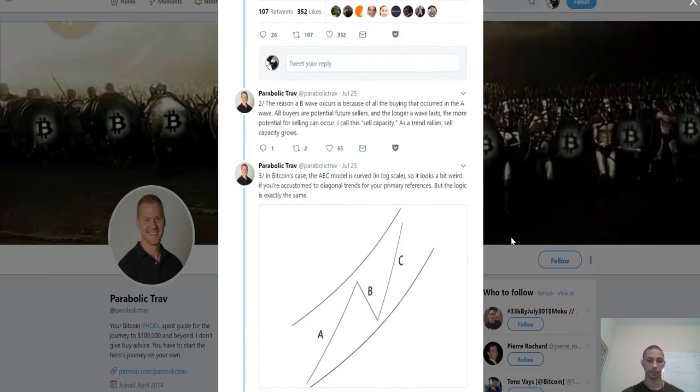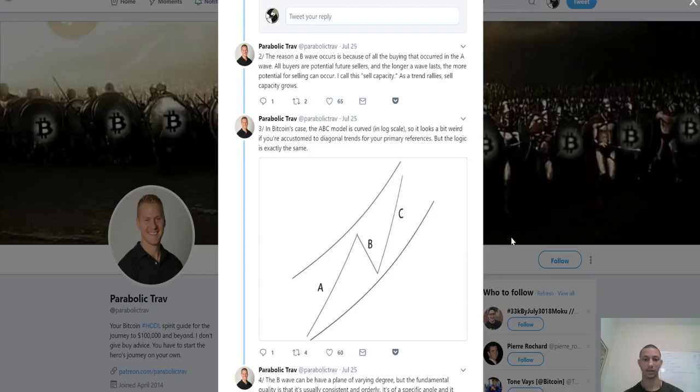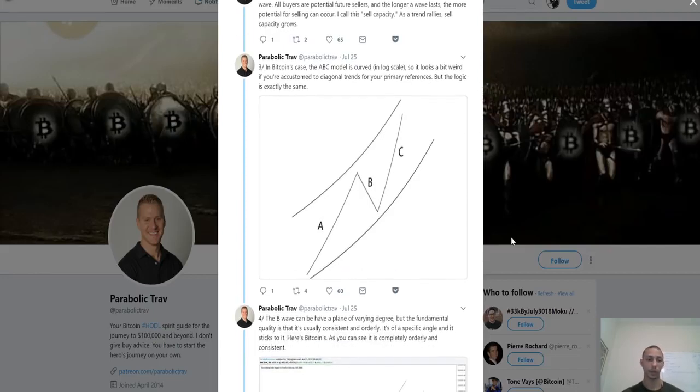Number three, in Bitcoin's case, the ABC model is curved in a log scale, so it looks a bit weird if you're accustomed to diagonal trends for your primary references, but the logic is exactly the same. So this is why we use logarithmic charts on TradingView.